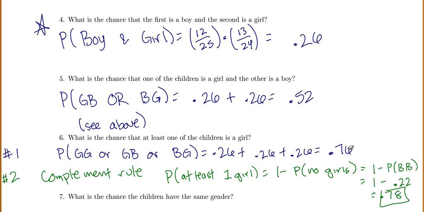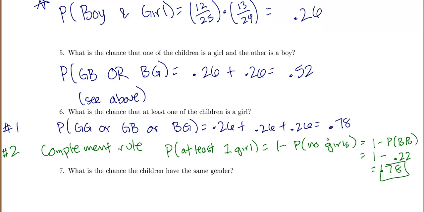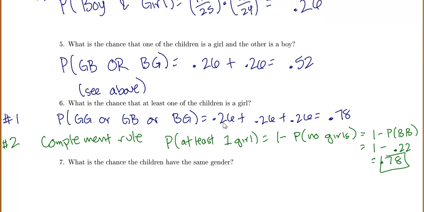Sorry, this was supposed to be 0.78 on our first method. I just wrote the wrong one. So either way, we get the same answer. Technically, the complement rule is a lot faster because if I hadn't already found those 3 probabilities up above, it would have saved me a lot of work.